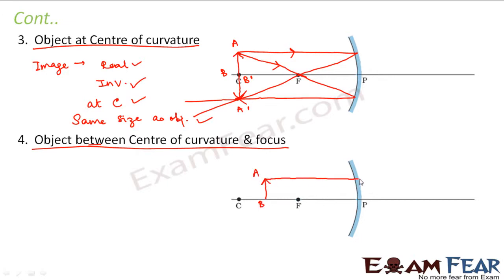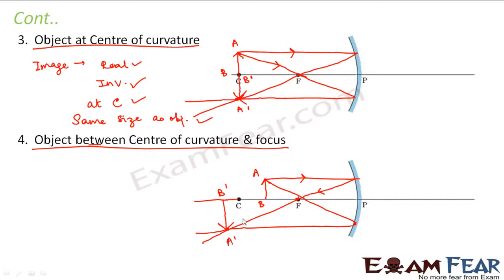So again, a ray of light parallel to principal axis. After reflection it passes through the principal focus. Another ray of light passes through principal focus, and after reflection it goes parallel to the principal axis. So where is the image formed? If you extend this, you see that the image is formed here. So this is B dash A dash.